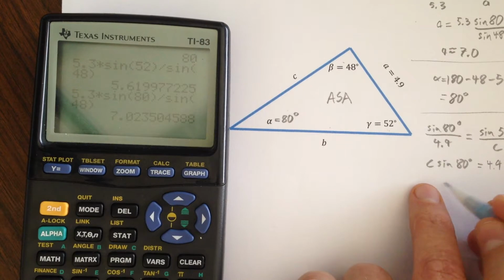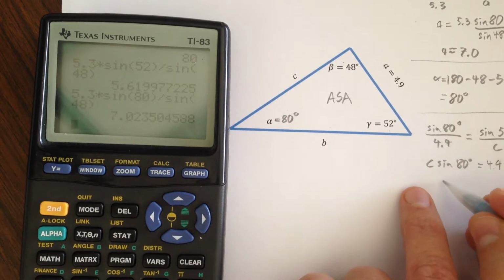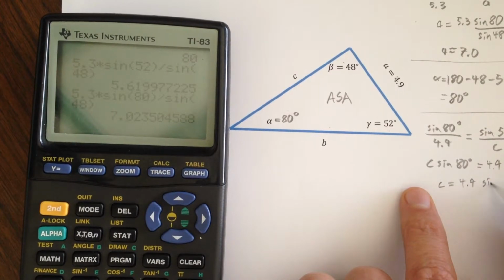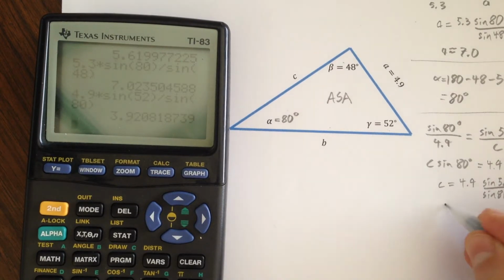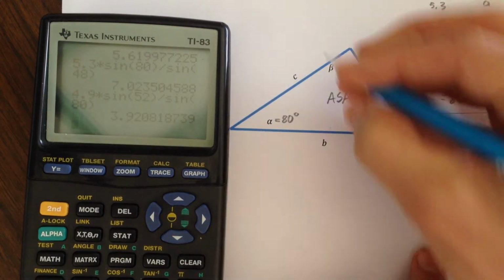Now simplifying, getting the C on a side by itself, I'm going to divide both sides by sine 80. So C equals 4.9 times sine 52 degrees over sine 80 degrees. We'll go ahead and punch that into the calculator. 4.9 times sine 52 divided by sine 80. So this side C will be approximately 3.9.